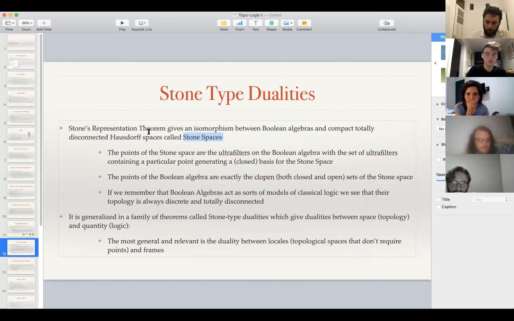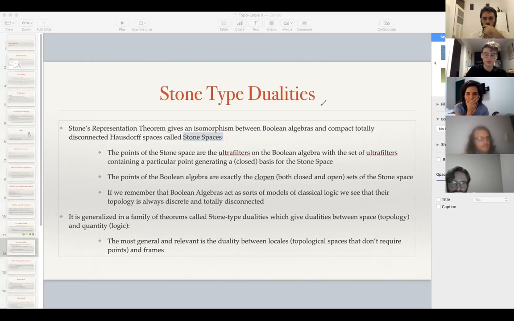So if you want to draw a picture, you can actually draw a picture of a Stone space. It's compact, meaning everything is going to converge to it if it's going somewhere. Totally disconnected and Hausdorff means it's just a bunch of points floating in space. There can be infinitely many of them, but as long as you can differentiate any two points, and they are totally disconnected, meaning that you won't ever get points that get infinitely close to one another.